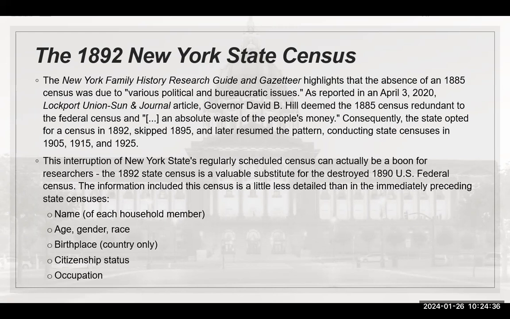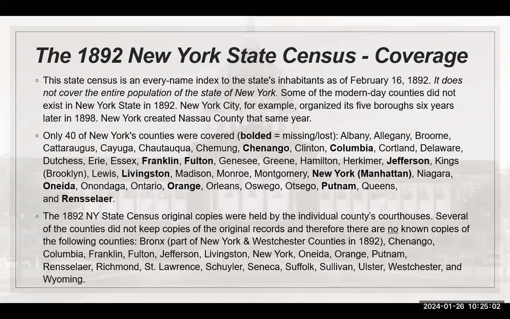This interruption of New York State's regularly scheduled census can actually be a boon for researchers. The 1892 census is a valuable substitute for the destroyed 1890 U.S. federal census. The information included in this census is a little less detailed than in the immediately preceding state censuses, as it has name of each household member, their age, gender, and race, birthplace, but country only, citizenship status, and occupation. This state census is an every name index to the state's inhabitants as of February 16, 1892.